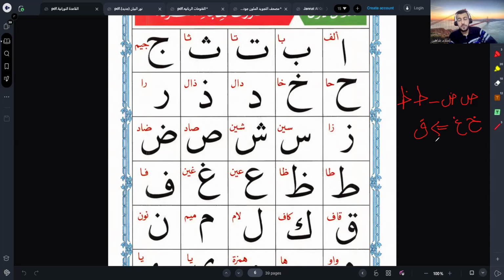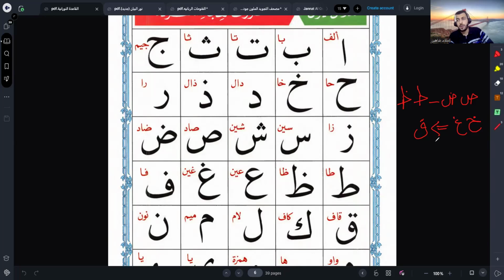So we have again the heavy letters are seven letters. Four letters, each two of them are sisters. Sod, Dod, Ta, Tha. Then two closed letters, Ghain and Kha. Then finally the Qaf.